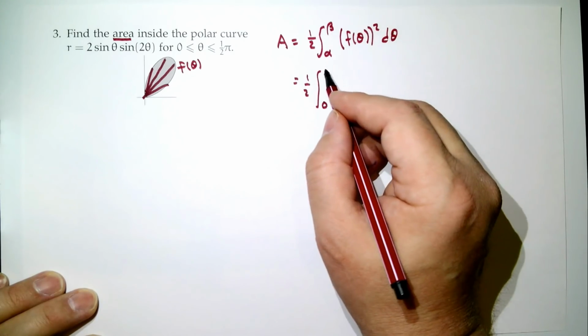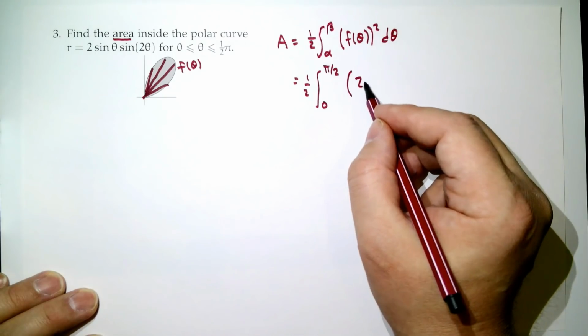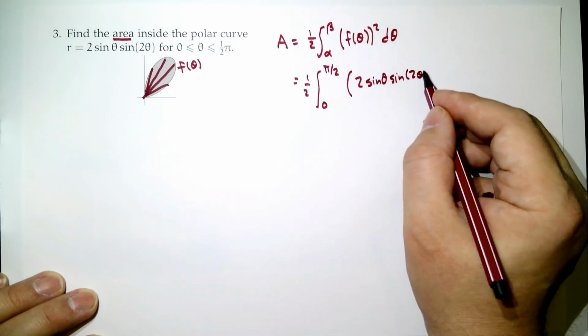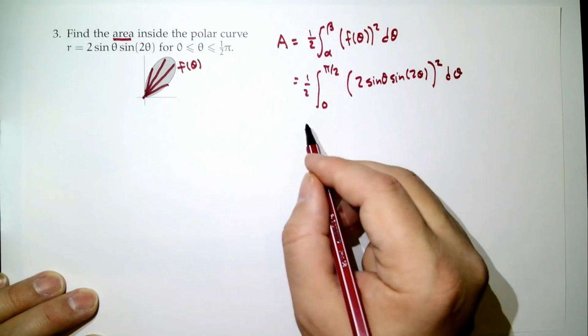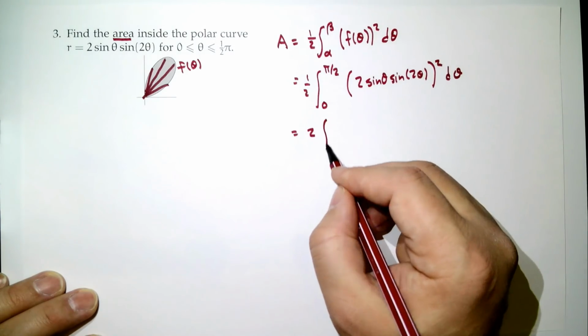Alpha and beta become 0 and pi halves. And then I square, 2 sine theta sine 2 theta d theta. So at this point, 2 squared is 4, we've really transformed it.